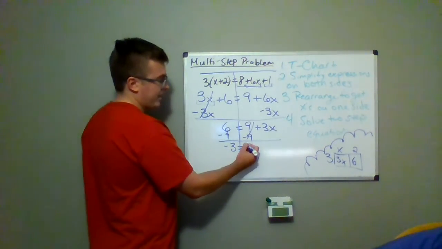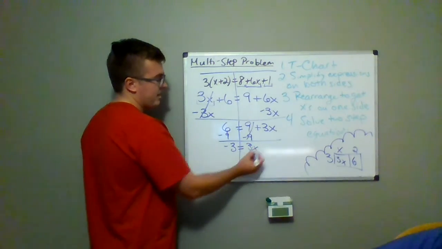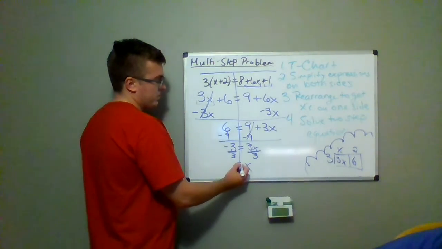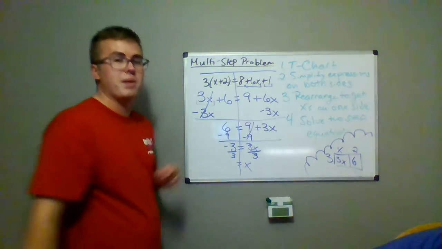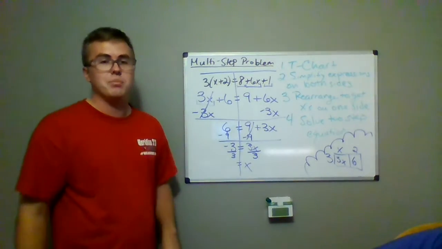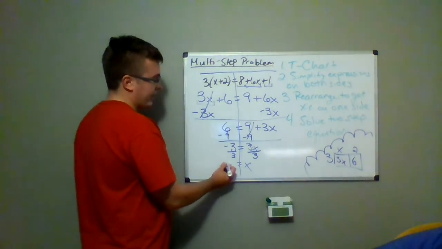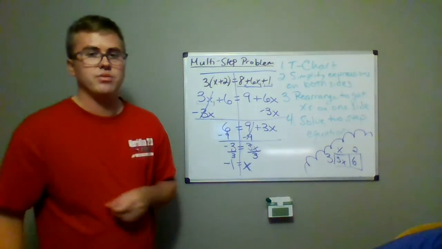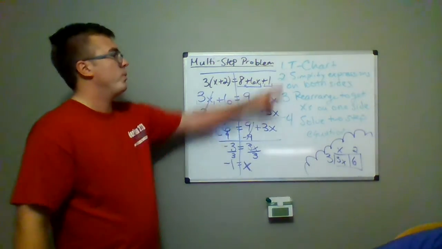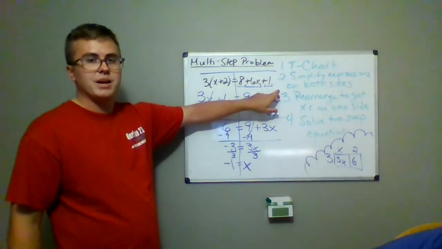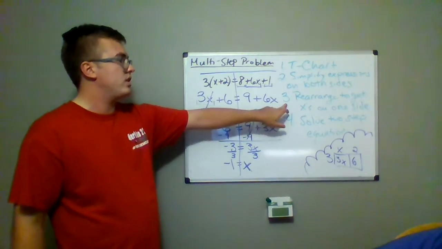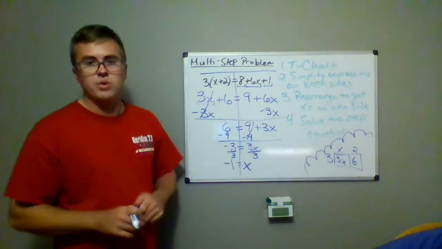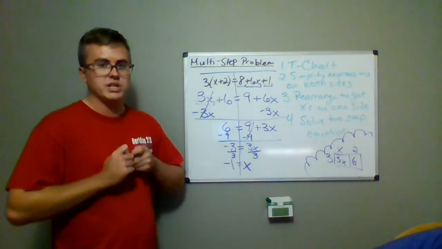To get rid of this 3 here, remember there's an invisible multiplication sign, so I've got to divide by 3. And I get x is equal to negative 3 divided by a positive 3. Remember, a negative divided by a positive makes the entire thing negative. So I'm left with x is equal to negative 1. So in this one, we went through, made our t-chart, simplified on both sides. Number 3, we rearranged to move the x's to one side, and then we solved it like we would a two-step equation.